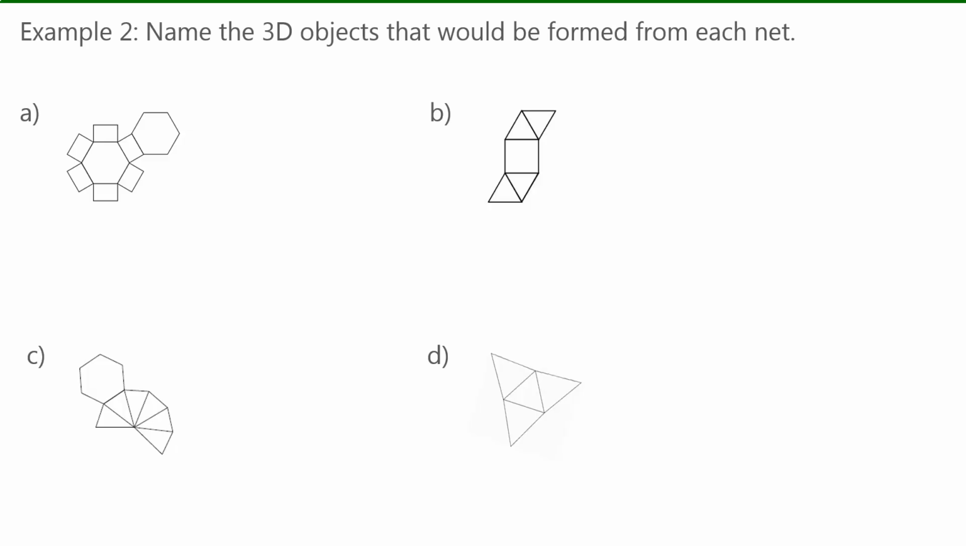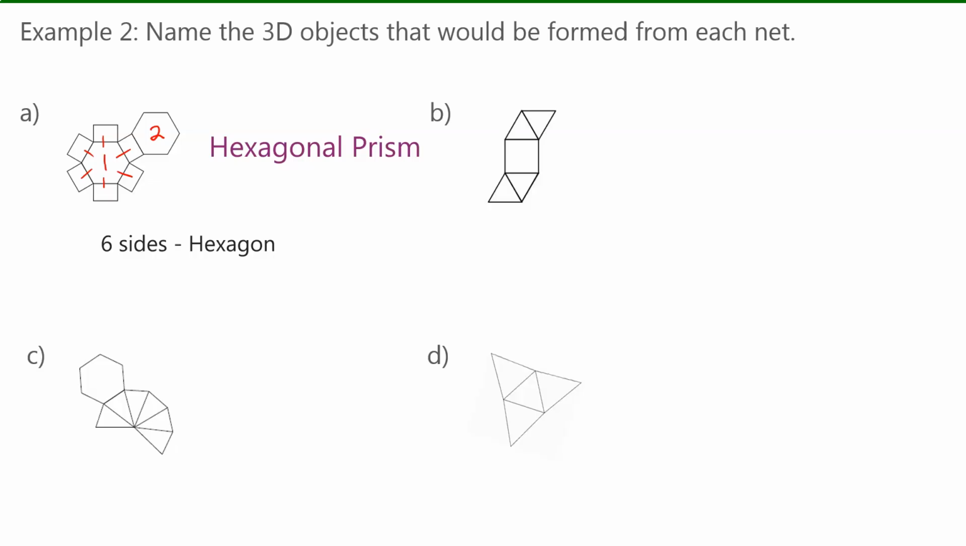Example 2, name the 3D objects that would be formed from each net. So when I look at example A, the net allows me to see all the faces at one time. So I can see that I have two congruent shapes, one here and one here. Each of those shapes has 1, 2, 3, 4, 5, 6 sides. 6 sides means it's a hexagon. And the remaining sides are rectangles. So because it has rectangular sides, it means it's a prism. And because it's a hexagon, it means it's a hexagonal prism.